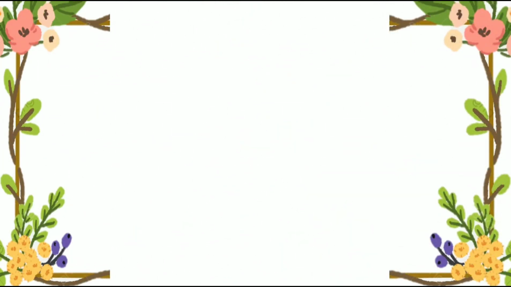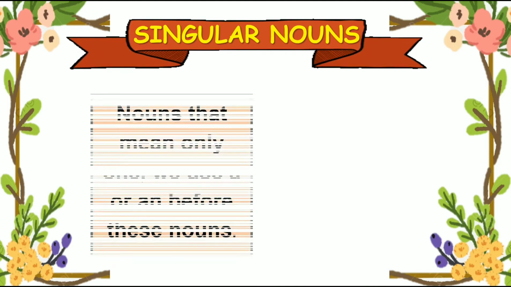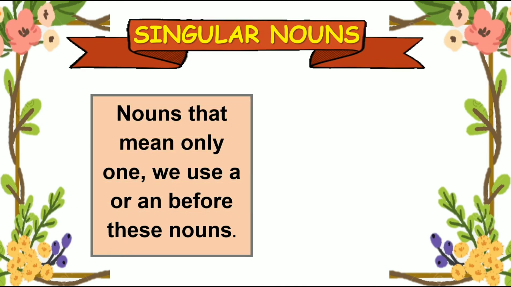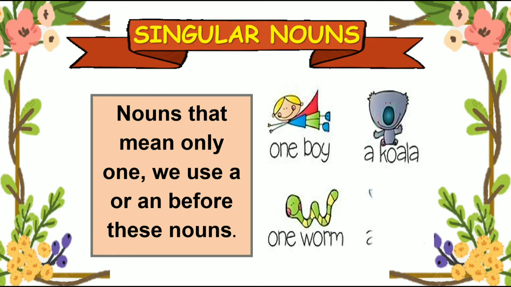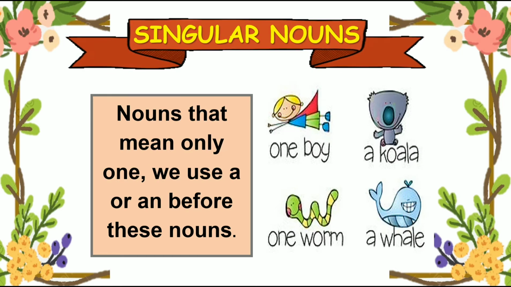Now let's talk about singular nouns. Singular nouns are the nouns that mean only one. These are the nouns that, if you use them in a sentence and you're only referring to one noun, then you are using singular nouns. These are also the nouns from which you can use articles a or an, or you can use the number 1 before the noun. Examples: you have one boy, one worm, or a koala, or a whale. So again, kids, what do we call the nouns that mean only one? Yes, we call them singular nouns.